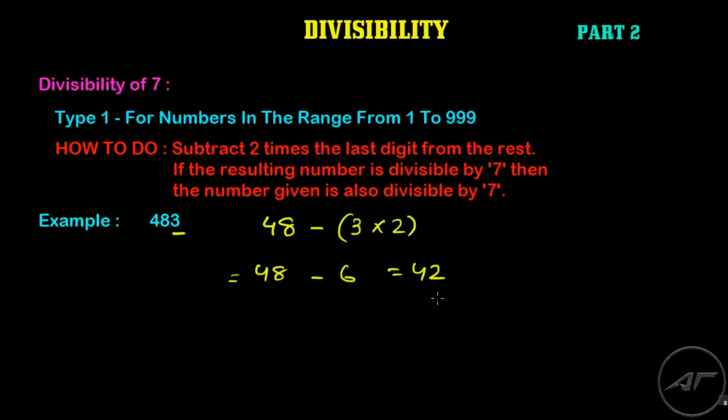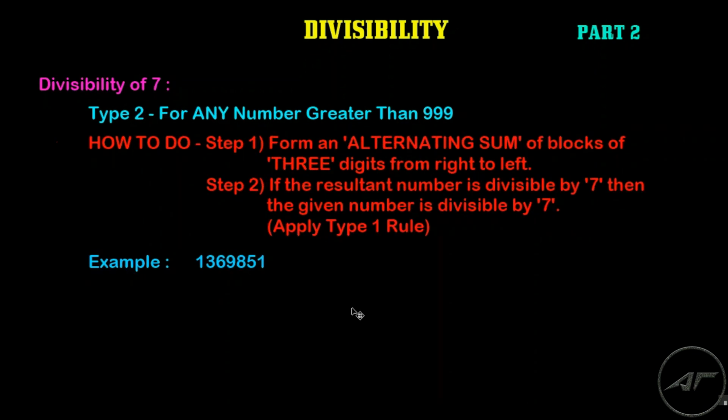Now let's check out type 2, which is going to be for numbers greater than 999. As I had said earlier, most aptitude classes and workshops, even if they teach you divisibility of 7, they'll teach you for numbers up to 999 only. Now what do you do if you have such a huge number and you have to check its divisibility by 7? So if you use the type 1 approach, let us see where it fails.